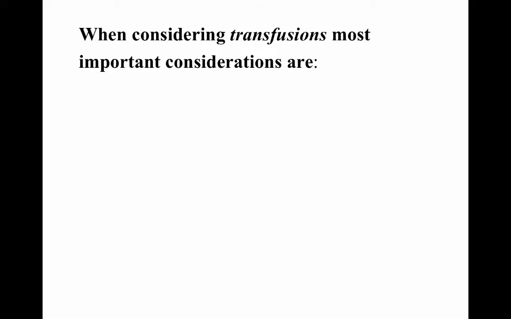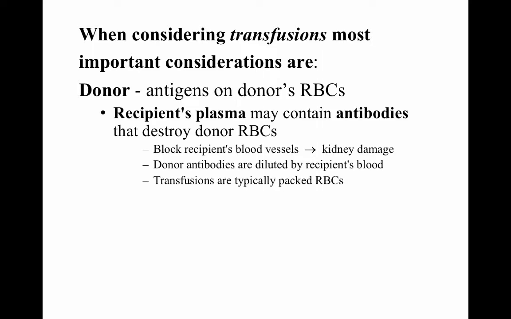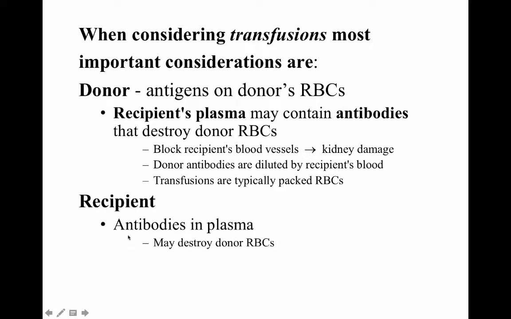So when considering transfusions, the most important consideration is the antigens on the donor's red blood cells. The recipient's plasma may contain antibodies that destroy donor red blood cells, and this can block the recipient's blood vessels. That agglutination, the buildup of these blood cells, can lead to kidney damage. Donor antibodies are diluted by the recipient's blood, and transfusions are typically packed red blood cells. From the recipient then, the antibodies in the plasma may destroy donor red blood cells. So if we have a mismatch, we can have problems.